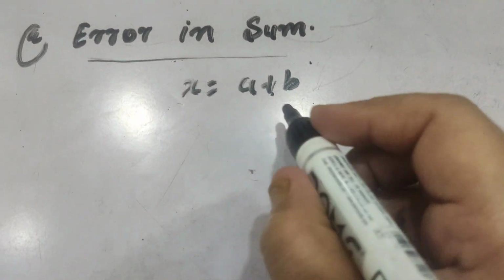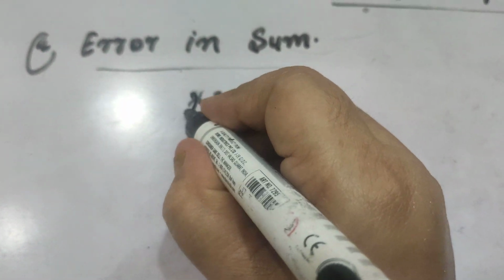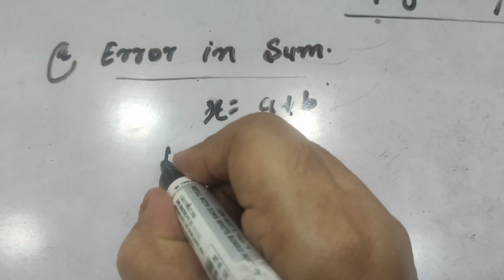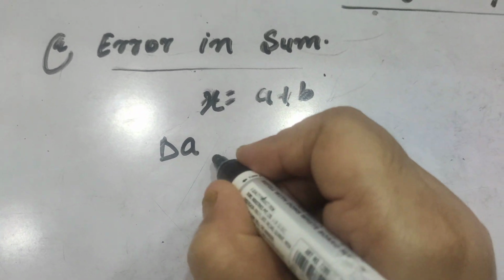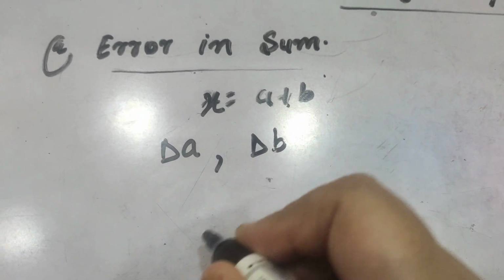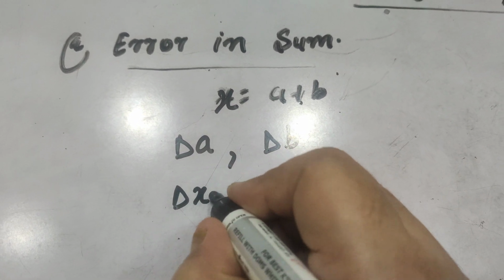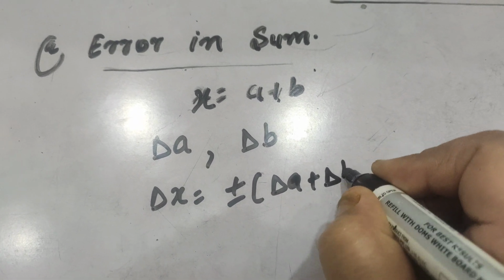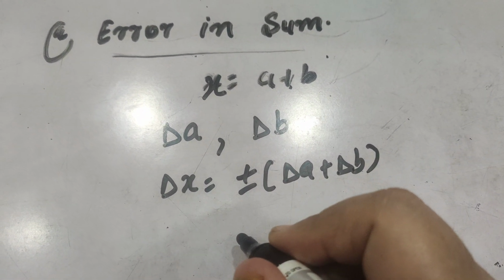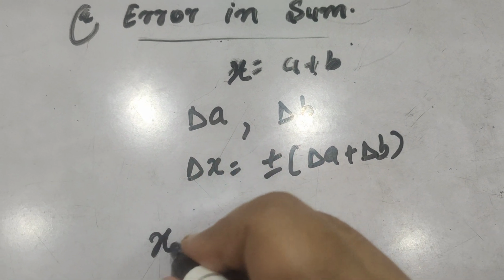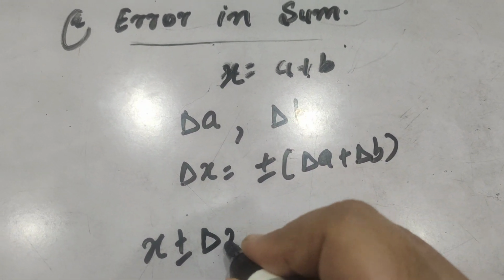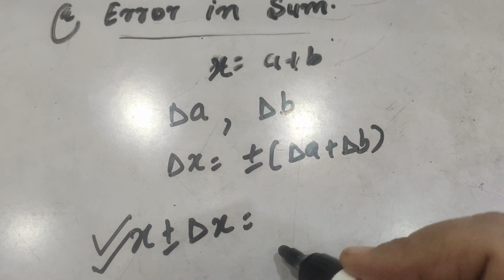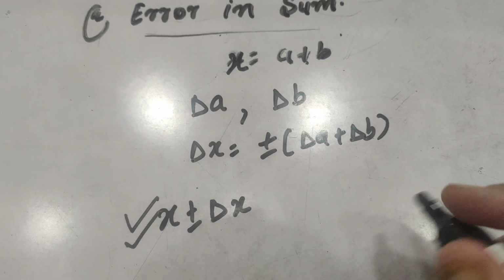Error in sum. Error in sum means let any physical quantity x be represented by the sum of two physical quantities of the same nature. Let us consider delta A is the absolute error in A and delta B is the absolute error in B. So delta x will be equal to plus minus (delta A plus delta B). That is, the errors will be added. So in that case the final result can be written as x plus minus delta x. This we will explain with the help of numericals.